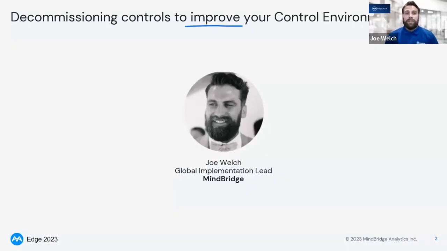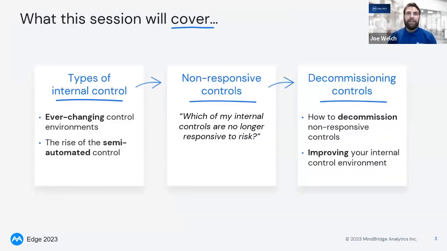My name is Joe Welch and I am the Global Implementation Lead here at Mindbridge, and I'll be your host for today's 25-minute session. So, what are we covering today? Well, hopefully we're going to shed some light into the mysterious art of internal controls, but also provide some guidance to those that have to deal with internal controls in their day-to-day activities, whether that's designing internal controls, executing them, reviewing them, or testing them.